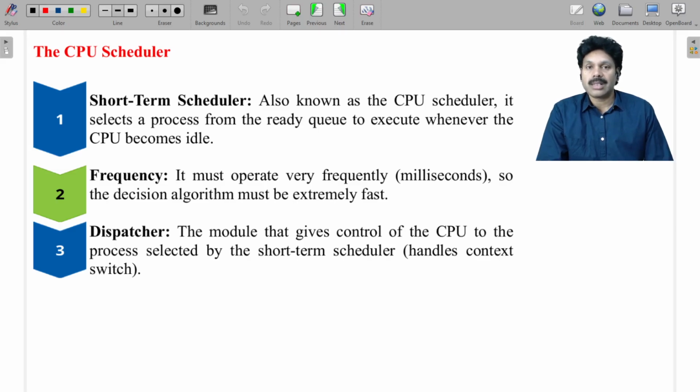Whenever a process is in the run state, the CPU executes that particular process. As soon as execution is completed, the process is sent to the terminated state. Once it reaches the terminated state, the allocated resources are deallocated. And there is a component called the dispatcher, which dispatches the process from the ready state to the run state.